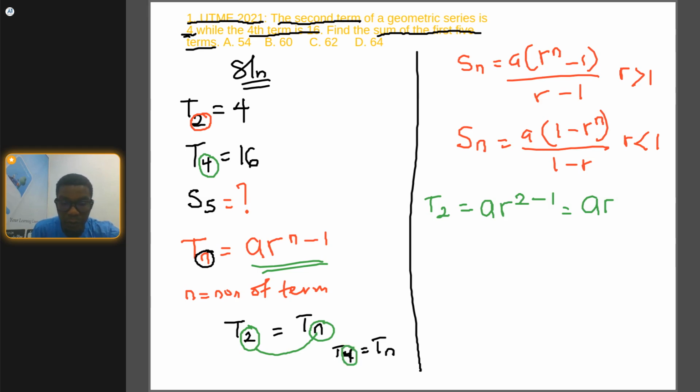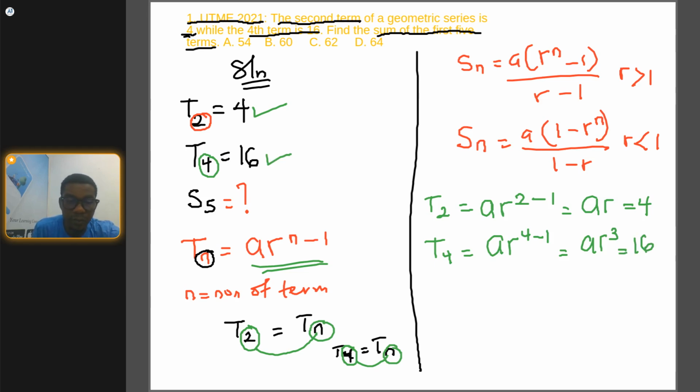If you circle 4 and you compare it to the other side here, your n is going to be what? 4. So that means T4 will be equal to the same formula again, AR^(4-1), which equals AR raised to power 3. Now, we have given you the answer in the question that it will all be equated to 4. So I can say this is equal to 4, and this is equated to 16.